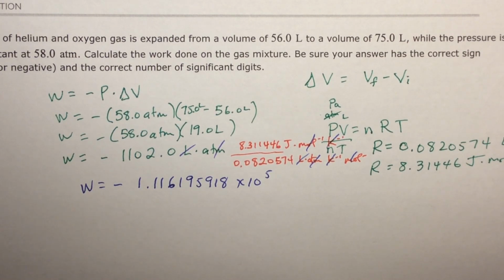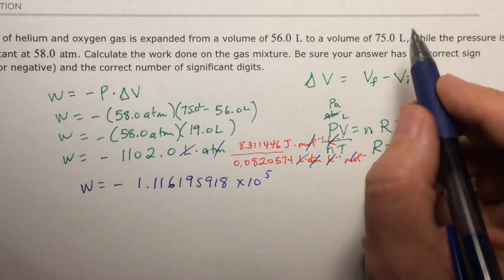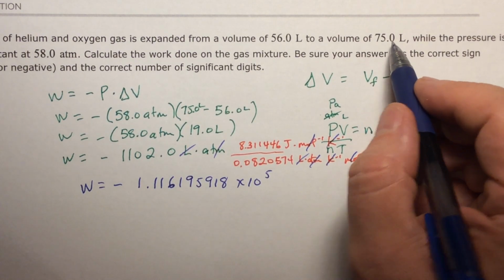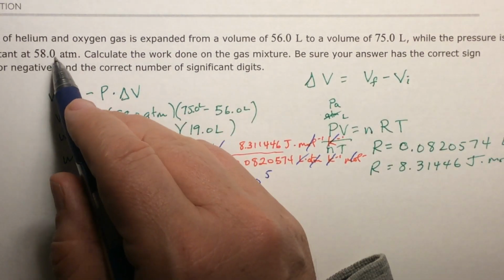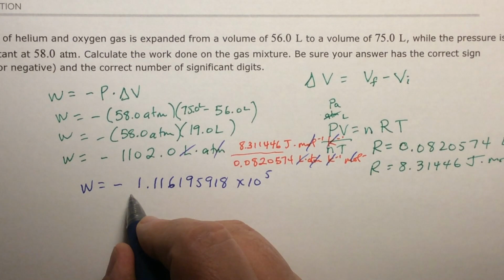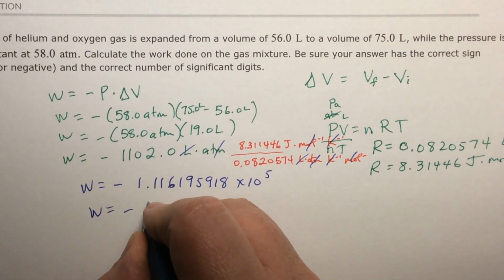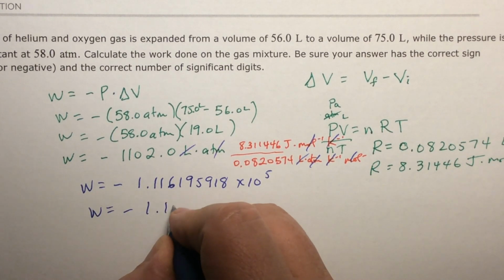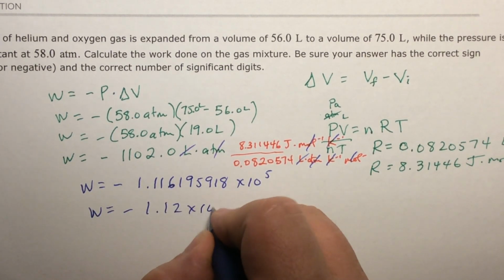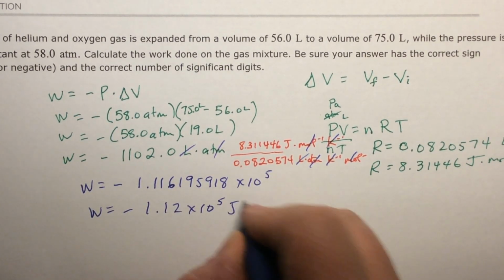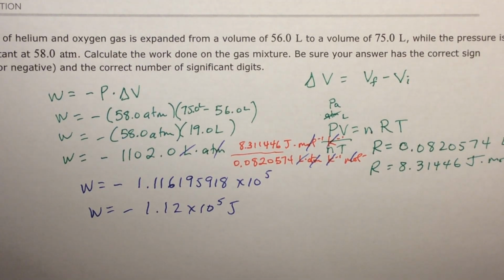Now I need to round to how many significant digits. I've got 3 significant digits here, 3 here, 3 here. So I'm going to round this to 3 significant digits. So work is equal to negative 1.12 times 10 to the 5 joules, because everything else would have canceled. This is an okay answer.